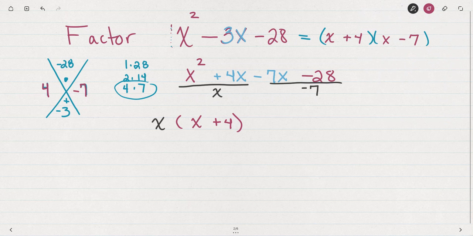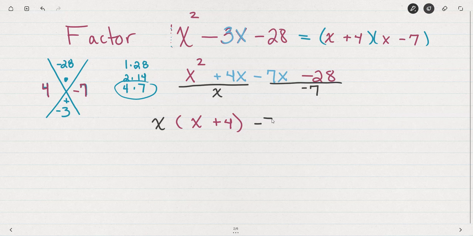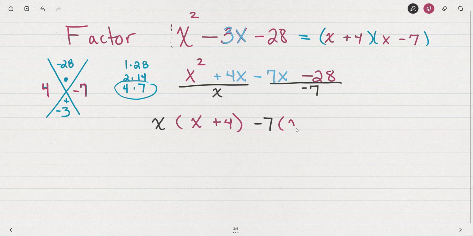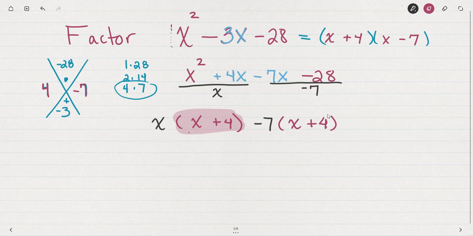So I could check this with multiplication. X times x is x squared. X times 4 is 4x. Now let's do the same thing with the negative 7. Negative 7x divided by negative 7 is x. Negative 28 divided by negative 7 is positive 4. And then notice that I have two identical pieces. I've got x plus 4 and an x plus 4.